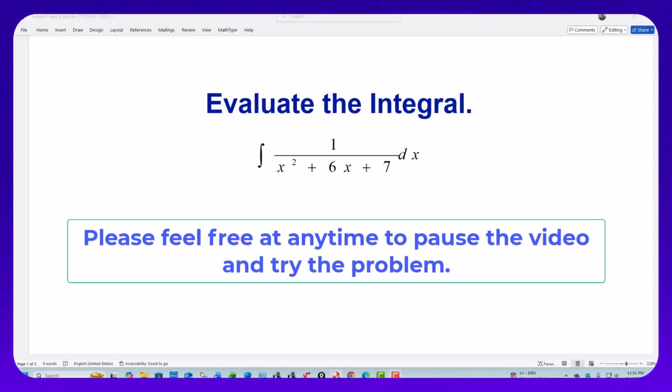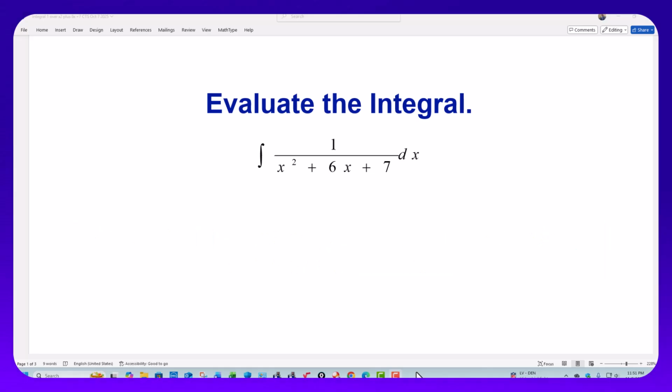In this video, we're going to evaluate the integral of 1 over x squared plus 6x plus 7, and the denominator doesn't factor. We do have a rational expression for the integrand, but it doesn't factor. So we're going to look at u substitution.